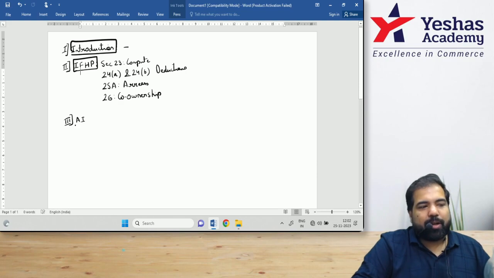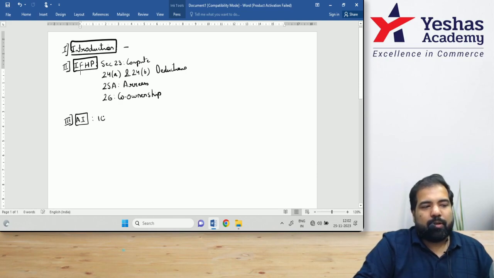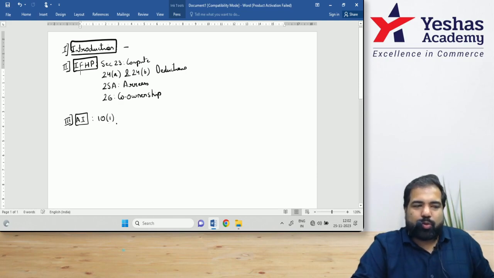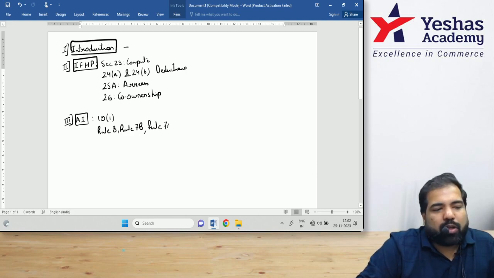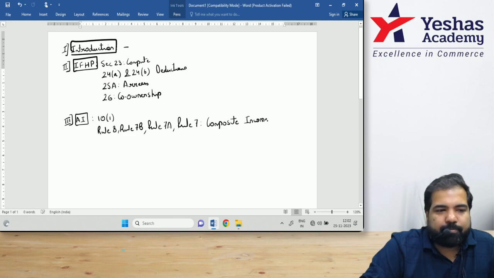In agriculture income, guys, the only section was section 10.1, which was agriculture income is exempt. But we had 4 rules, if you remember. Rule 8 was for tea. Rule 7B was for... Rule 7A was for rubber, and Rule 7 was just like that. These are all composite incomes, if you remember. And please remember them because they are very frequently asked in the exam.